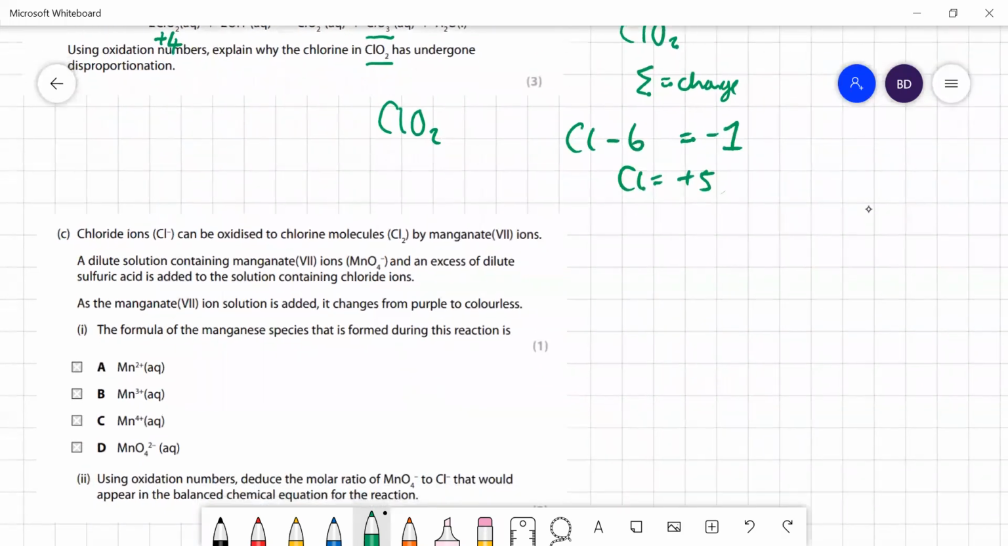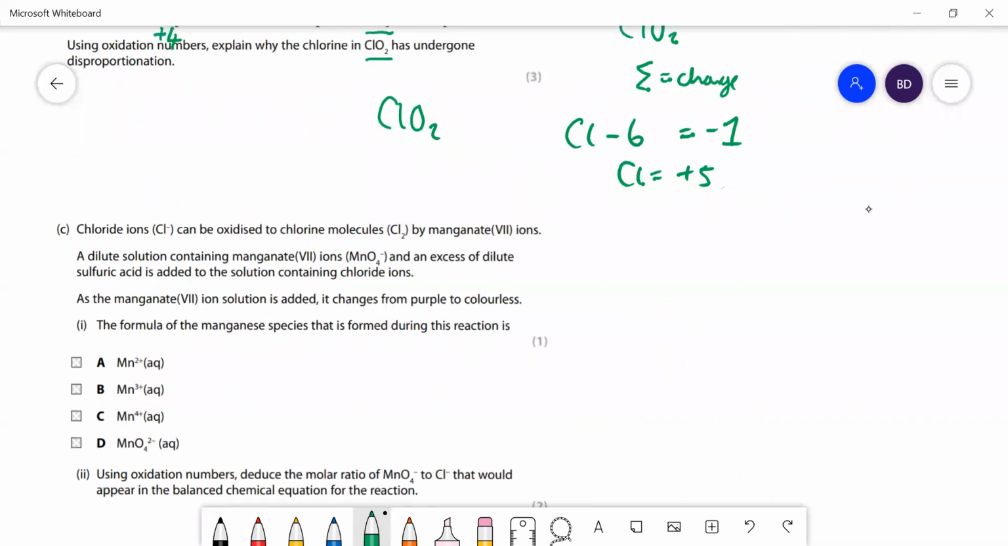Okay, chloride ions can be oxidized to chlorine molecules by manganate(VII) ions. The dilute solution of manganate(VII), now that tells us without working it out, the oxidation number of manganese there has got to be +7 in that ion. And an excess of dilute sulfuric acid is added. As the manganate ion solution is added, it changes from purple to colorless. The formula of the manganese species during this reaction, again, you should know that it goes to the Mn2+ ion always, okay?